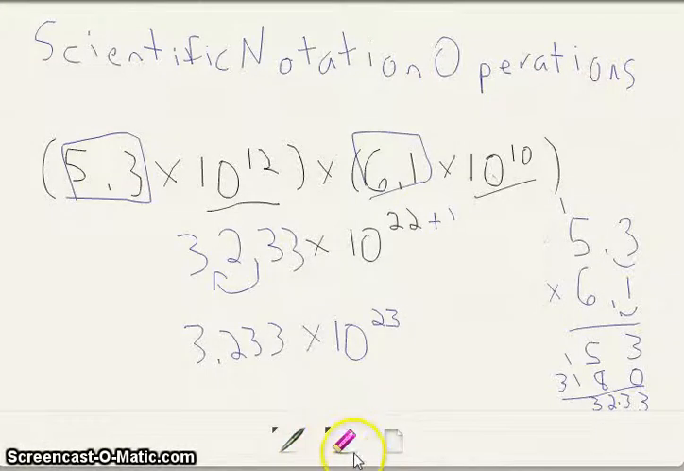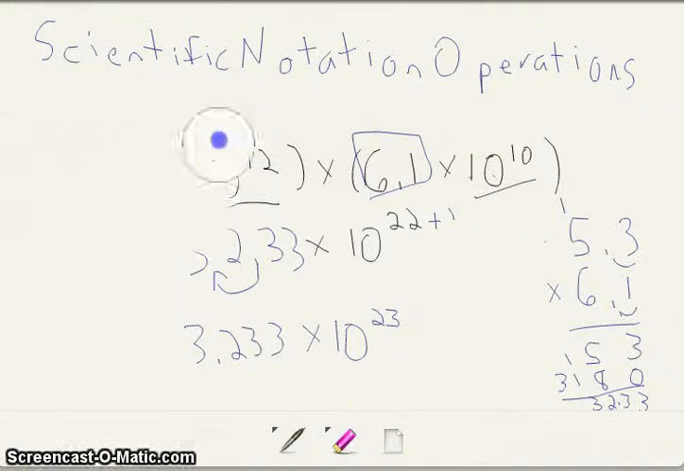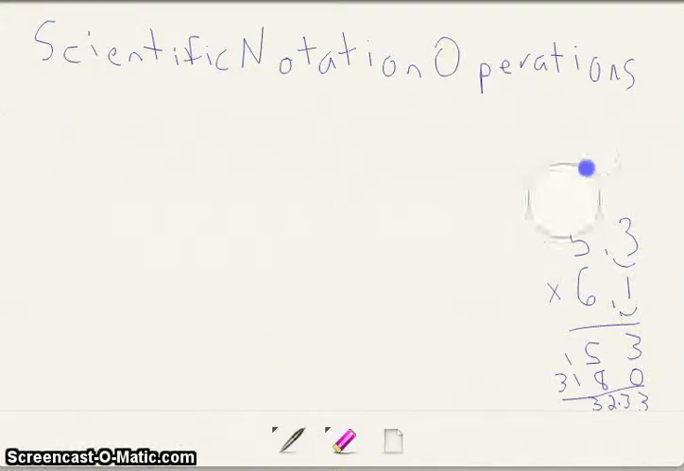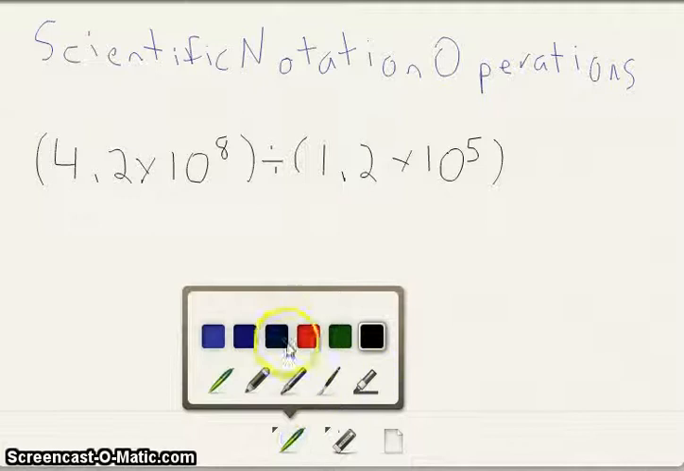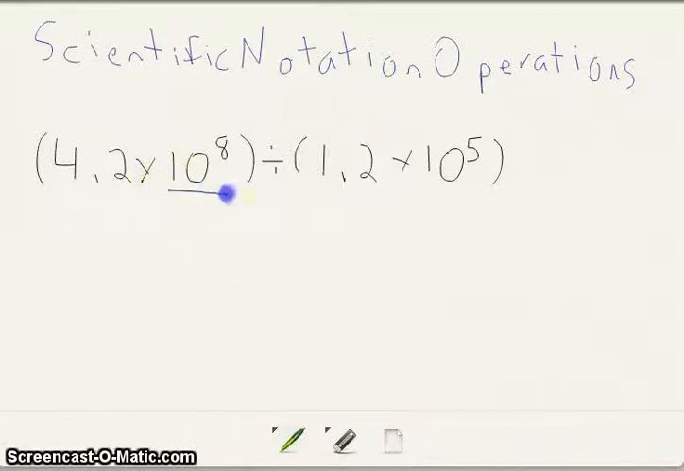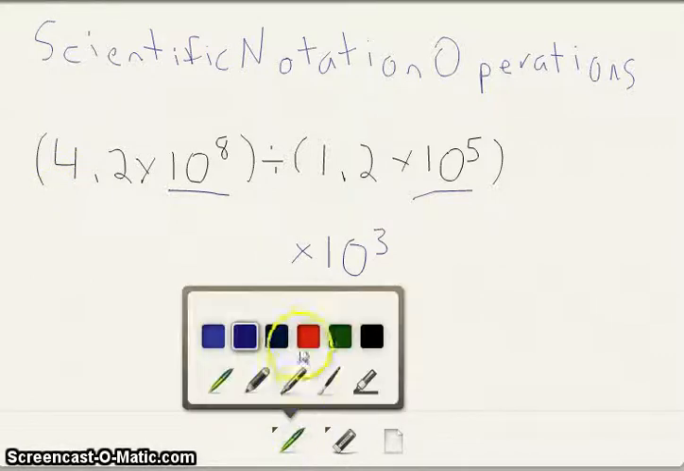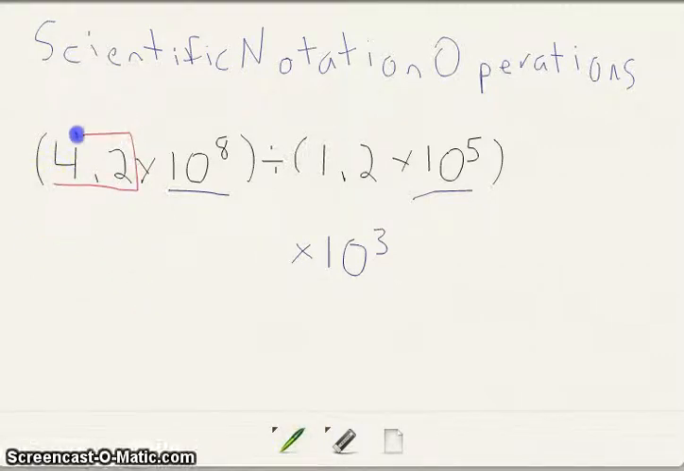Alright, so let's try some division ones. Alright, so here I have 4 and 2/10 times 10 to the 8 divided by 1 and 2/10 times 10 to the 5th. So here we're dividing, so we're going to do the opposite we did with multiplication. So instead of adding our exponents, we're now going to subtract them. So 8 minus 5 is 3, so I'm going to have times 10 to the 3rd. And then I just take my numbers I have left over, which is the 4 and 2/10 and the 1 and 2/10, and I'm going to divide them.